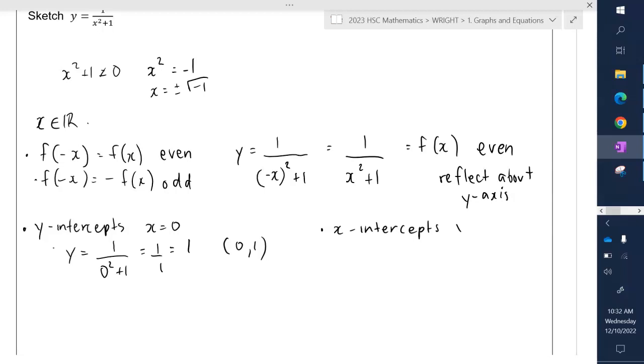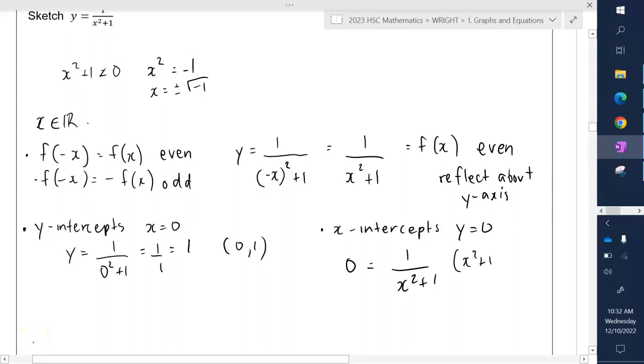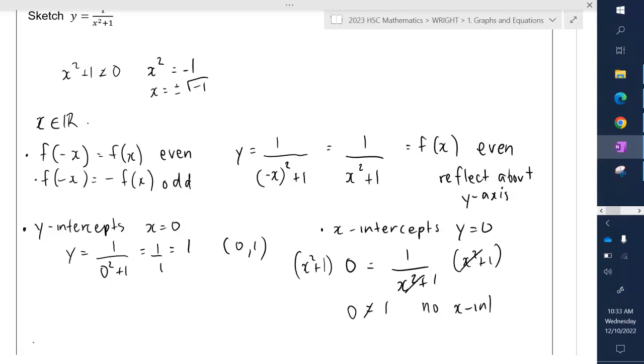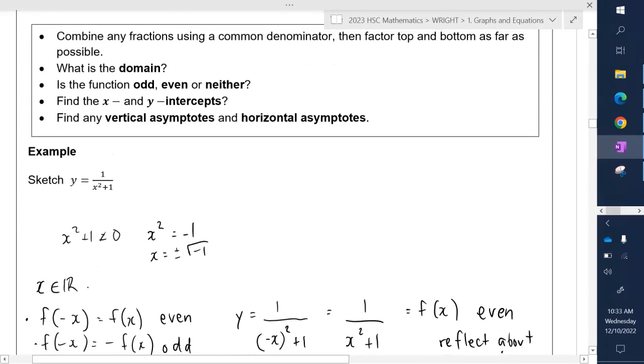X-intercepts happen at y equals 0. So if we put y to 0, we end up with 0 equals 1 over x squared plus 1. If I multiply both sides by x squared plus 1 to get rid of that on the bottom line, these will cancel. On the other side I'll get a 0. 0 equals 1. Well, that's not true, so we're not going to have any x-intercepts.